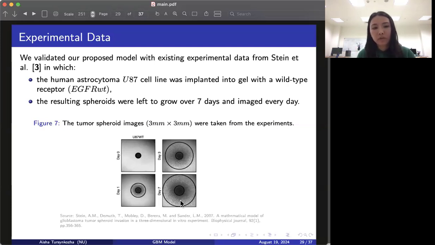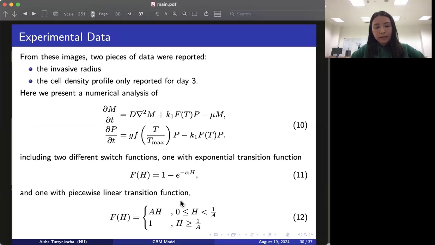From these images, we took 2 pieces of data. The first one is the invasive radius. The second one is the density profile at day 3. And after that, we choose the specific functions for the growth. We choose a logistic one, and for the switch functions, for the first case, we choose the exponential transition function, and for the second case, we choose the piecewise linear transition function to check how they will perform.